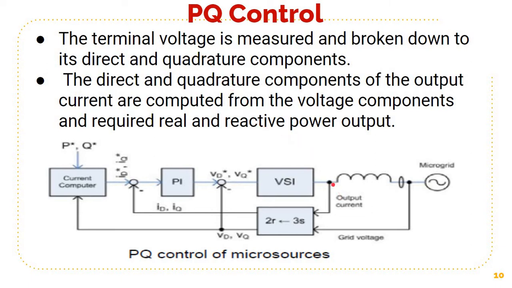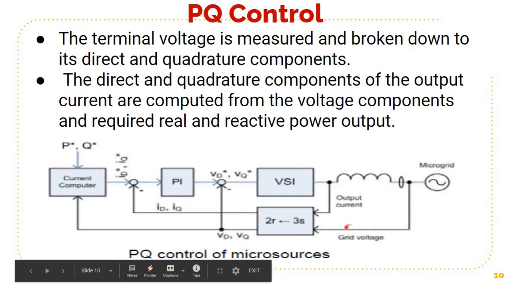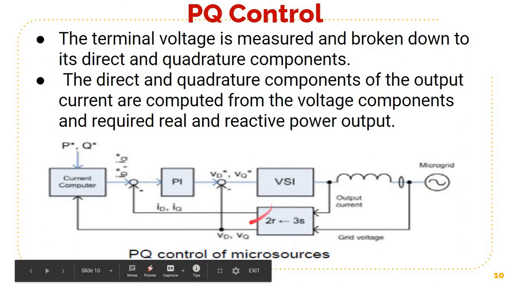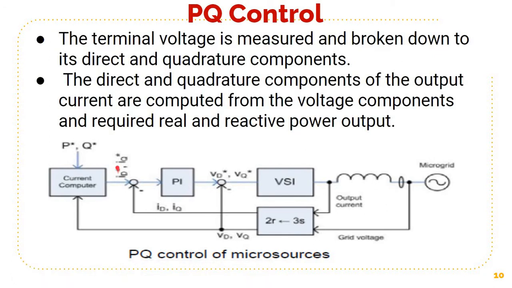You can see that the output current and the grid voltage both are measured, and this block breaks it down to its direct and quadrature components, VD and VQ, and ID and IQ. So we calculate the direct and quadrature components of the output voltage and current using this block, and these components are used to calculate the direct and quadrature current set points, and P star and Q star denote the active and reactive power requirement.